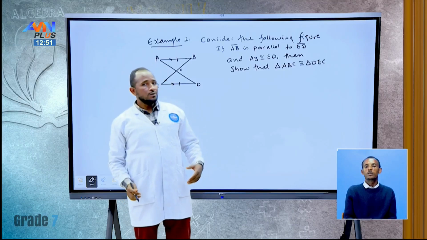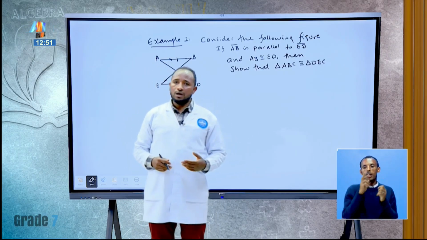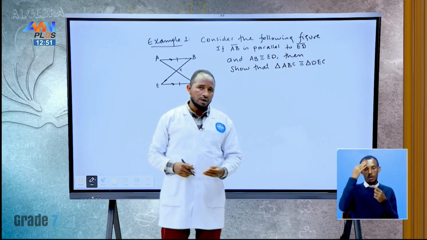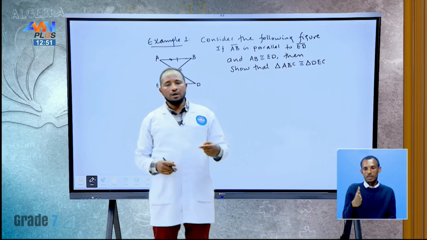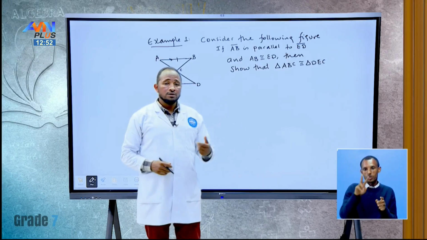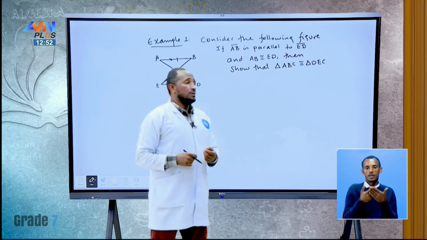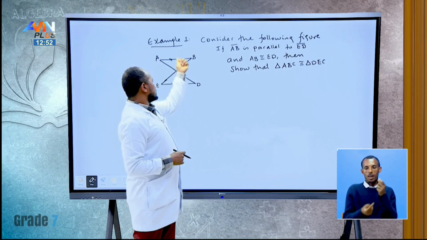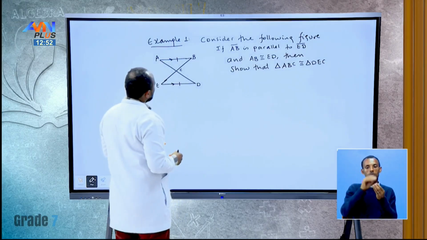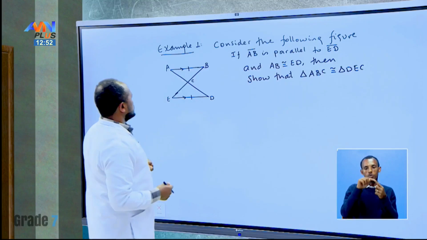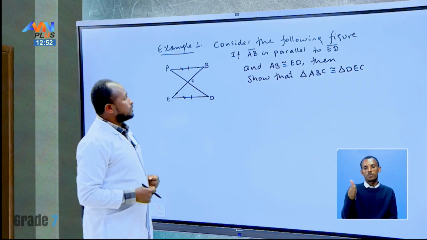To test whether two triangles are congruent or not, at least we have to know three things. Either the three sides, or two sides and the included angle, or the third is the two angles and the included side. Here we have only these sides, so we need additional information to judge whether these two triangles are congruent or not.